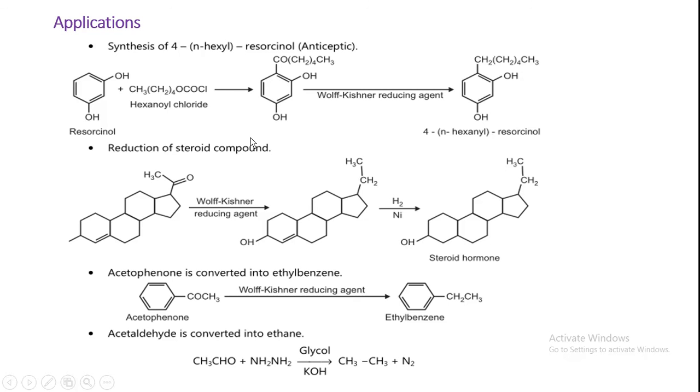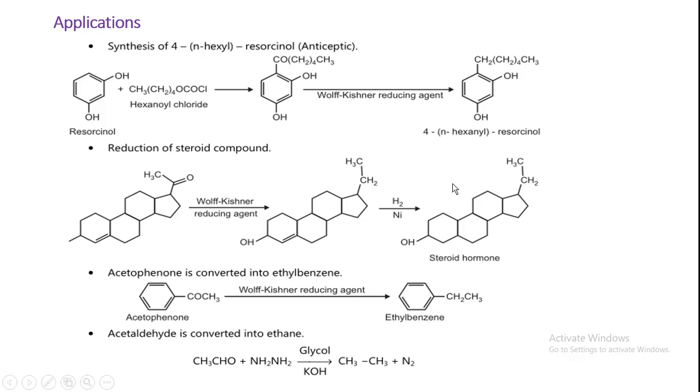resorcinol. Then reduction of steroid compounds. So see, this is the steroid nucleus, cyclopentanoperhydrophenanthrene. So you just do reduction here, Wolff Kishner reduction. Ultimately you will get this C double bond O converted to CH2. That means the ketone gets converted to CH2. Next again you do nickel hydrogenation, so you are getting the steroid hormone.